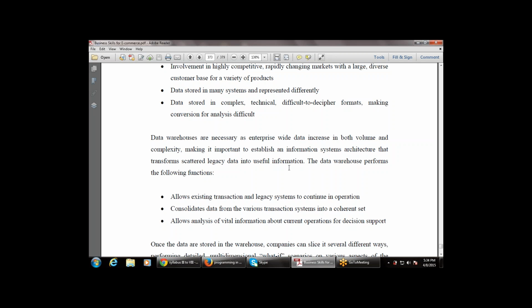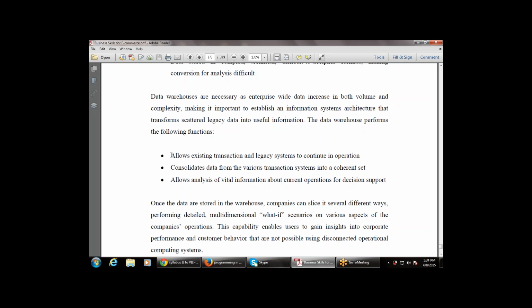So what is the role of a data warehouse? What are the functionalities of a data warehouse? A data warehouse performs the following functionalities. One functionality is that it allows the existing transaction and legacy systems to continue in operation. That means the existing or legacy systems can continue in operation.